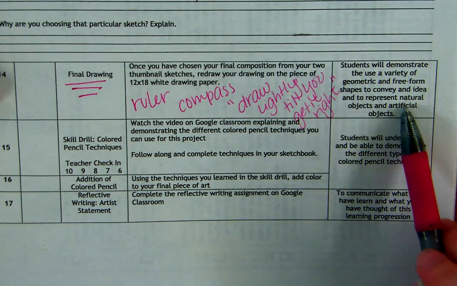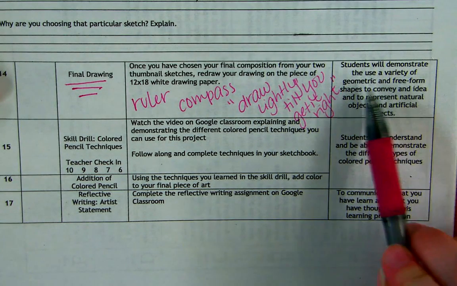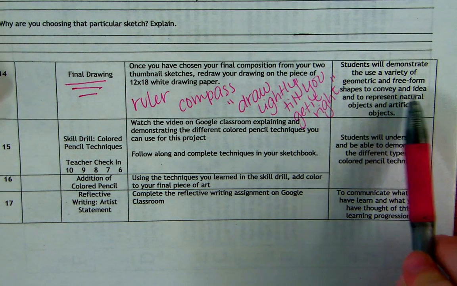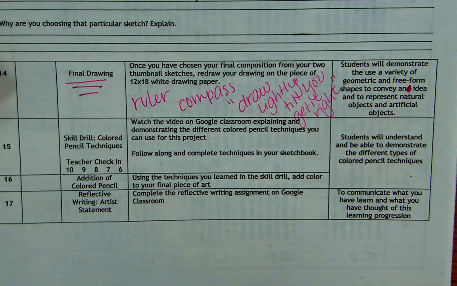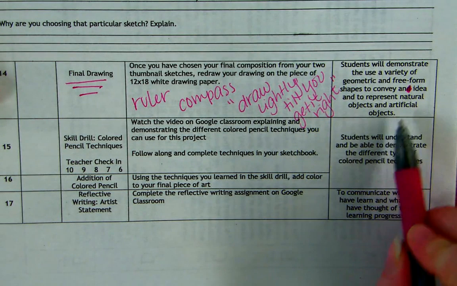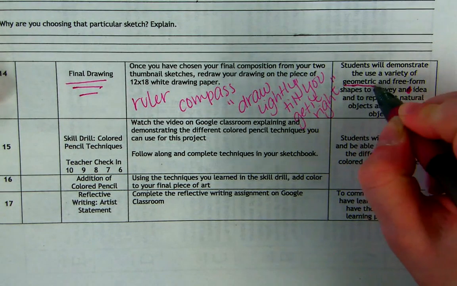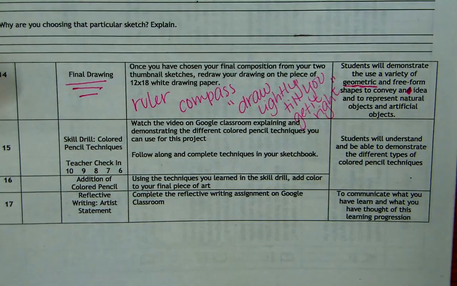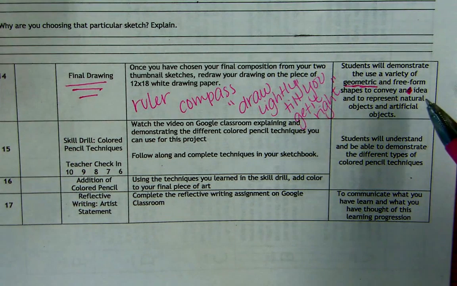Your learning objective: students will demonstrate the use of a variety of geometric and freeform shapes to convey an idea, and to represent natural objects and artificial objects. We are going to try to focus more on the geometric shapes rather than the freeform, but I will allow a couple of freeform organic shapes in your composition because that might actually help it look a little bit more interesting. So that was step 14.